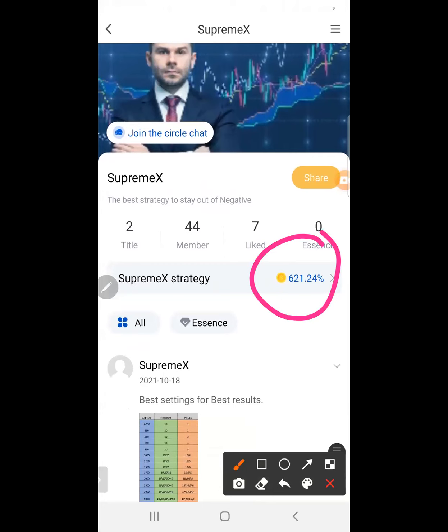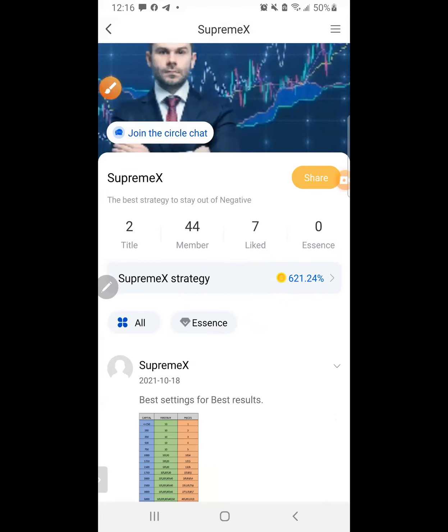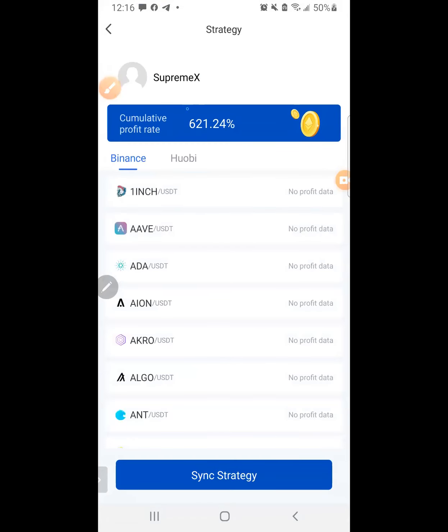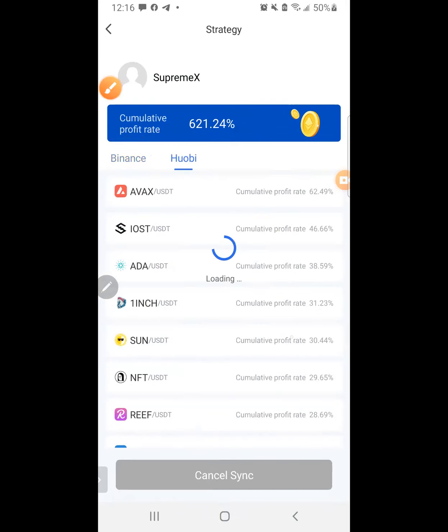All you need to do is click on that. And I'll show you. Once you click on that, select whatever you are using. If you're using Binance, if you're using Huobi, select it. I think he's using Huobi, so it's just going to click Huobi, right? It's synced already. That's why it's saying cancel, right?